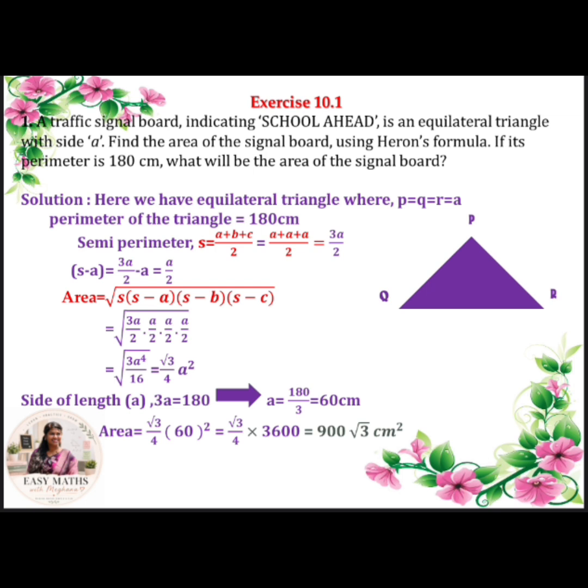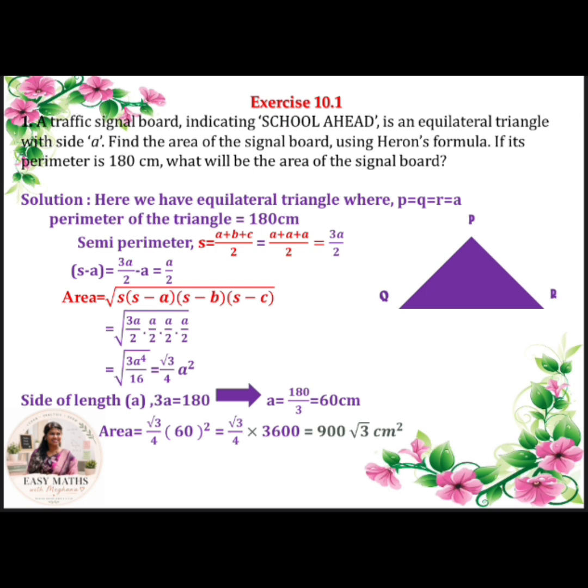If I substitute the values using Heron's formula, I can write area is equal to square root of S into (S minus A) into (S minus B) into (S minus C). Now I'll substitute the value of S as 3A by 2 and each of the S minus A, S minus B, S minus C as A by 2. So I can write square root of 3A by 2 into A by 2 into A by 2 into A by 2. If you multiply the numerator, you get 3A raised to 4 divided by 16. If you remove the square root, I can write it as root 3 divided by 4 into A square.